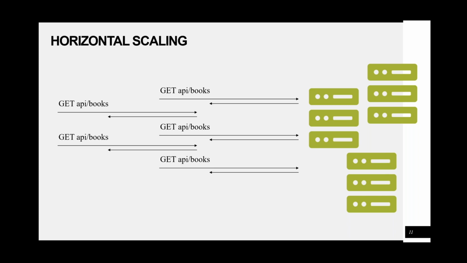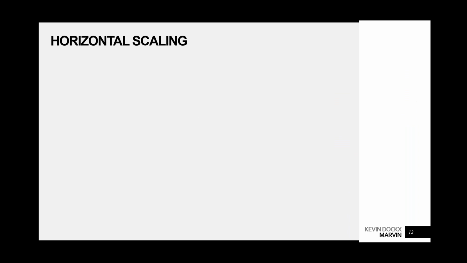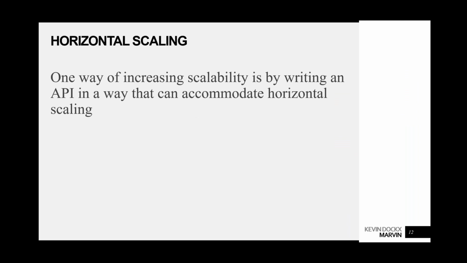Now, to allow for this, we of course have to write our code or architect our system in a certain way. You don't just get this out of the box. So we should write our API in a way that can easily accommodate this horizontal scaling. One of the best ways to achieve that is through adhering to RESTful principles. If you're building your application according to a RESTful architecture, you're already a long way towards enabling horizontal scaling.